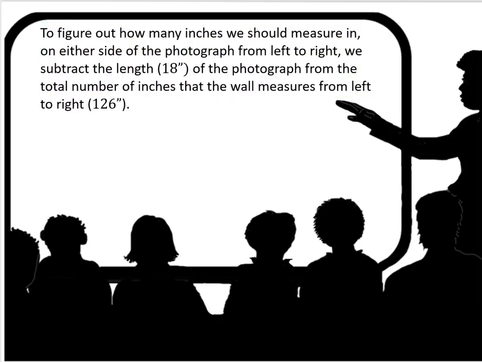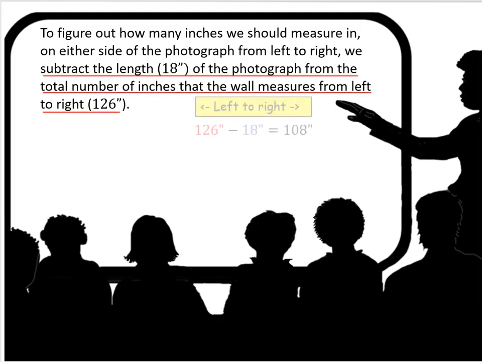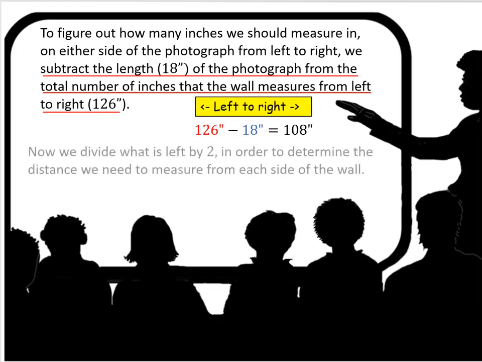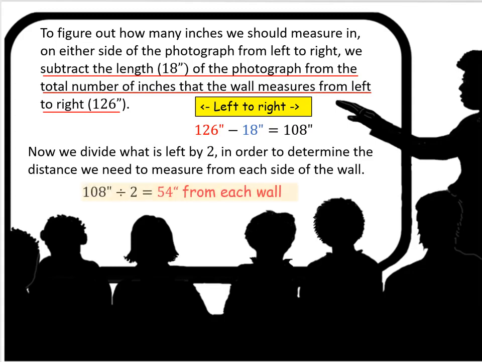To figure out how many inches we should measure in on either side of the photograph from left to right, we're going to subtract the length, 18 inches, of the photograph from the total number of inches that the wall measures from left to right. So from left to right we have 126 inches, minus the 18 inches, which is the length of the framed photograph, and we end up with 108 inches.